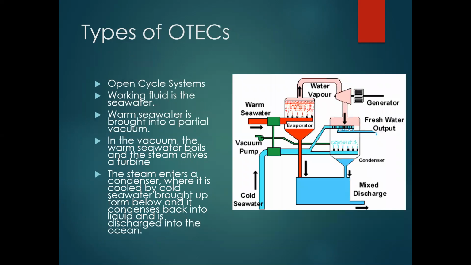The other type is called the open cycle system, where the working fluid is the seawater. The warm seawater is brought up into a partial vacuum, basically to lower its pressure and therefore it can be easily evaporated. In the vacuum, the seawater boils and the steam drives the turbine, and therefore it generates electricity. The steam enters a condenser where it is cooled by cold seawater brought up from very far below the sea or the ocean, and it condenses back into liquid as it discharges into the ocean.